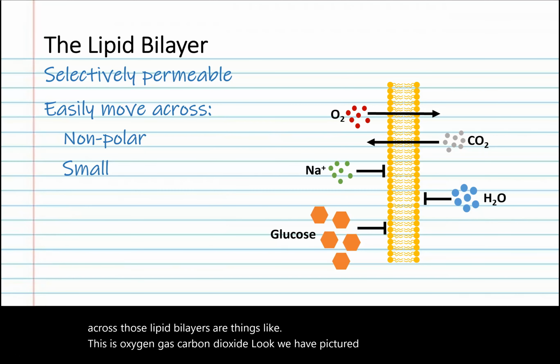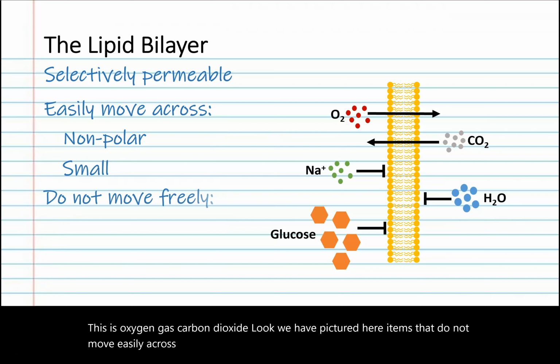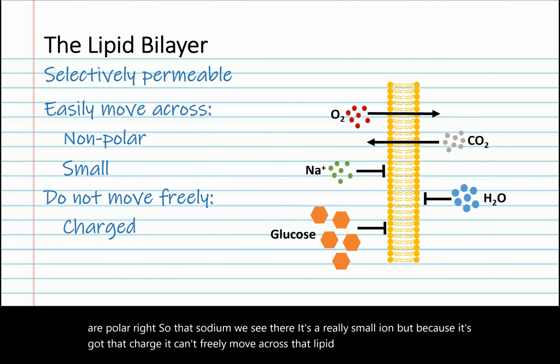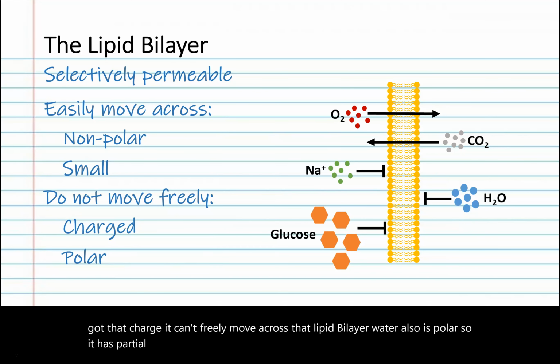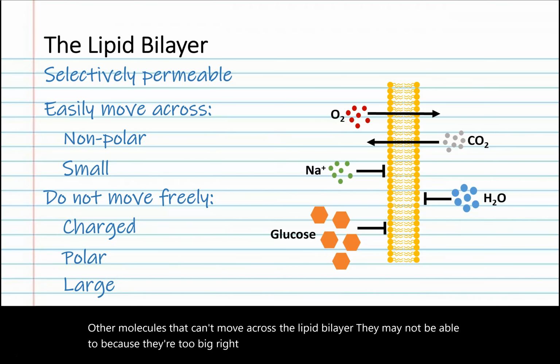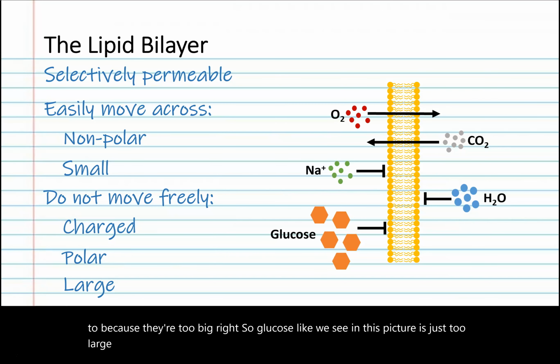Items that do not move easily across the membrane are going to be things that have charge or are polar, right? So that sodium we see there, it's a really small ion, but because it's got that charge, it can't freely move across that lipid bilayer. Water also is polar, so it has partial charge. It does not easily move across that lipid bilayer. Other molecules that can't move across the lipid bilayer may not be able to because they're too big, right? So glucose, like we see in this picture, is just too large to freely move across that membrane.